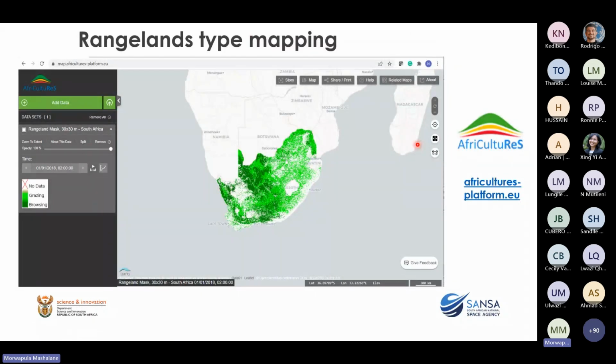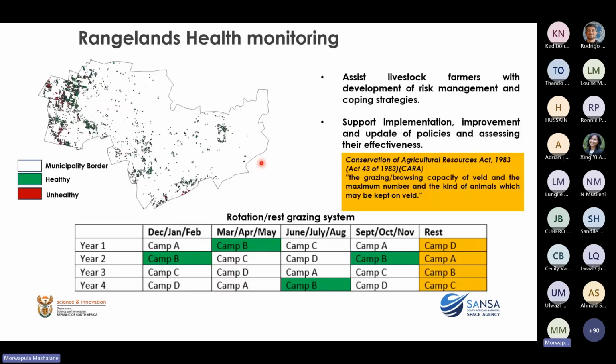Also, looking at the browsing and grazing capacity resources using remote sensing, you can see here the dark green is the browsing resources, and the light green is actually the grazing resources.